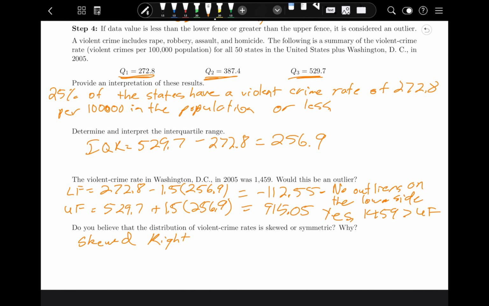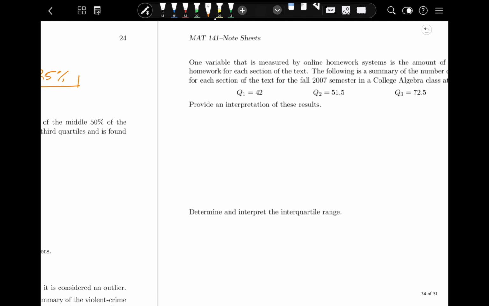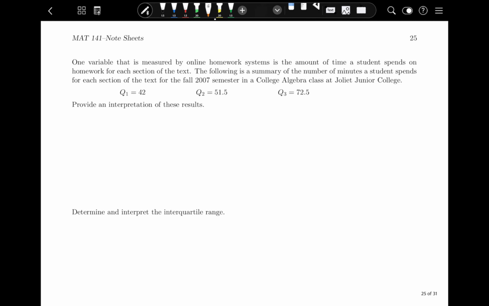And if you look, the quartiles are split so that there's more of a split on the right than there is on the left. These two are just a little bit over 100 apart, and these two are almost 150 apart. So this is a bigger range. So the right side of this is longer, therefore it is skewed to the right. Okay, so that's the idea.